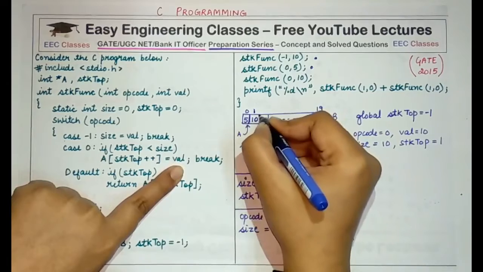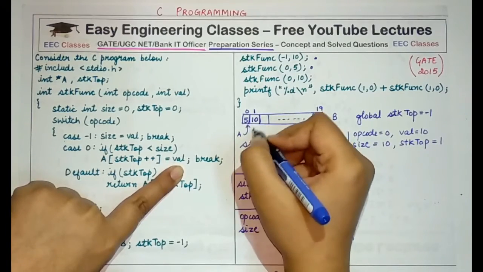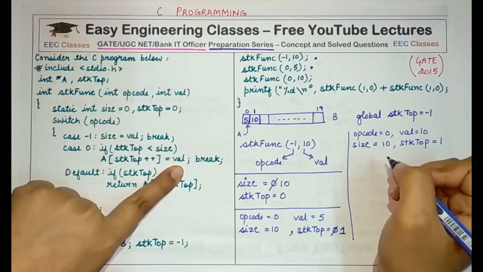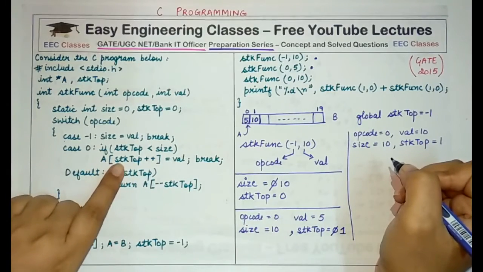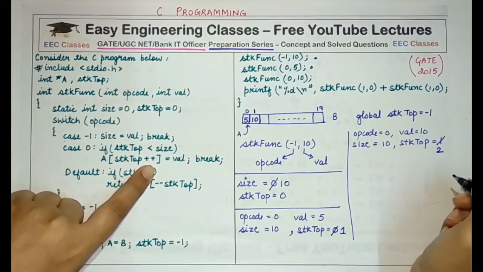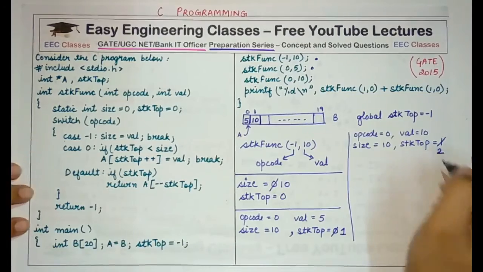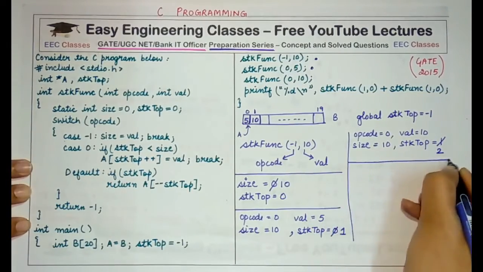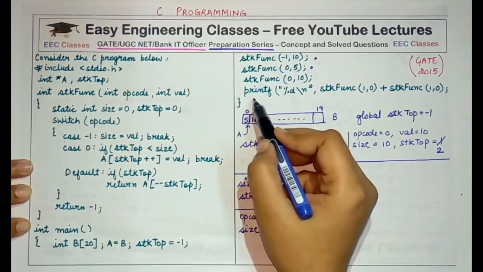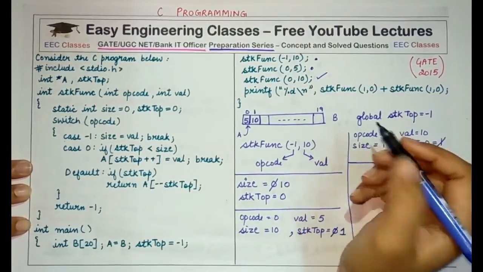Alright. So the 0th position in A is 5. The first position is 10. And then the value of stack top is incremented. So this value becomes 2. Okay, and then we break out of this switch case. So this call also terminates. Now we come to the printf statement. This is the last statement after we have executed this call.